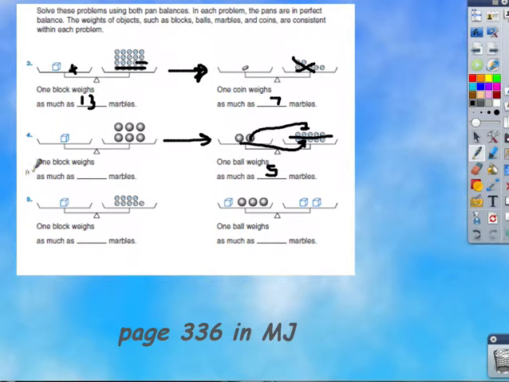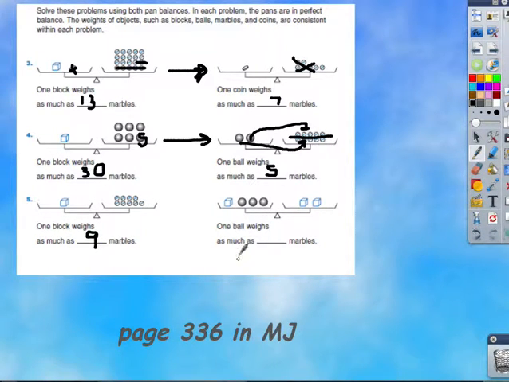So going back to our question, what we're trying to answer, 1 block weighs is how many marbles. We know that each ball is worth 5. So we have 5, 10, 15, 20, 25, 30 marbles. Looking at another example, number 5, we want to know 1 block weighs as much as how many marbles. Can we answer that based off of here? We absolutely can. So that's 2, 4, 6, 8, 9 marbles.